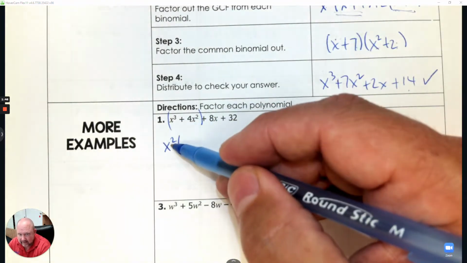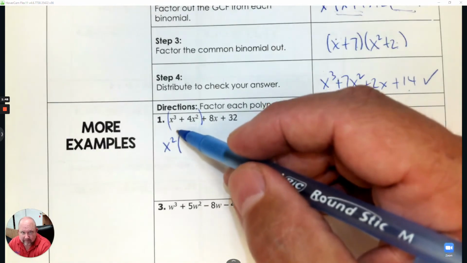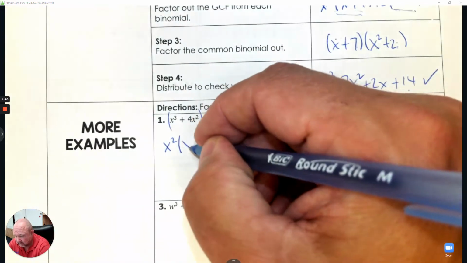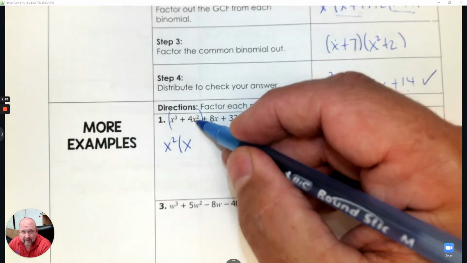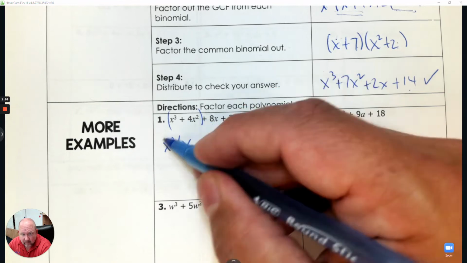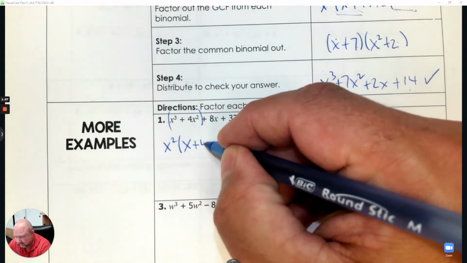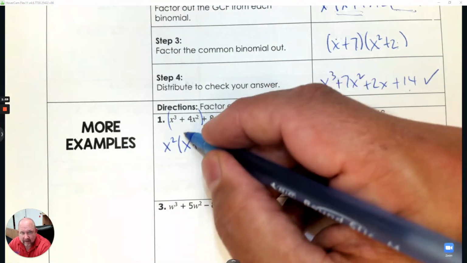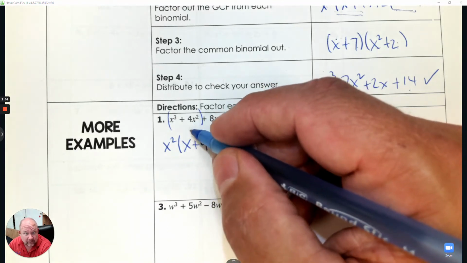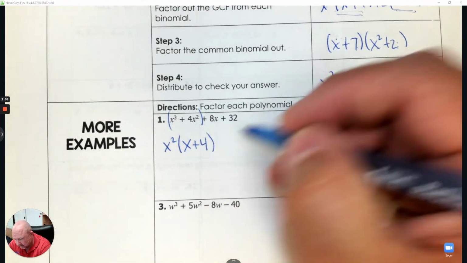Then I'm going to divide. And when I divide with algebra, that means I subtract the exponent. So I have 1x. And again, I'm going to divide. And 4 divided by 1. And then when I subtract the exponents, I have 0, which means no x's. And then I close it.